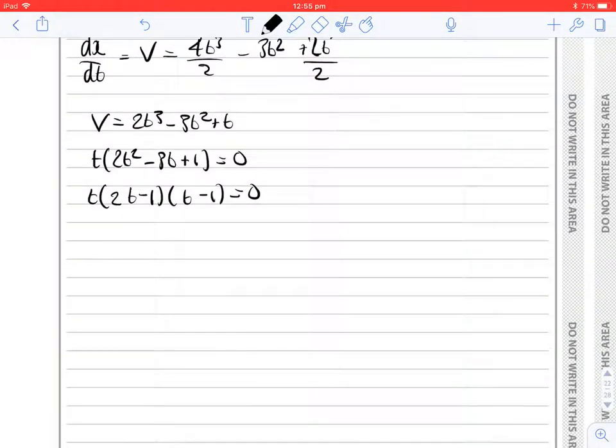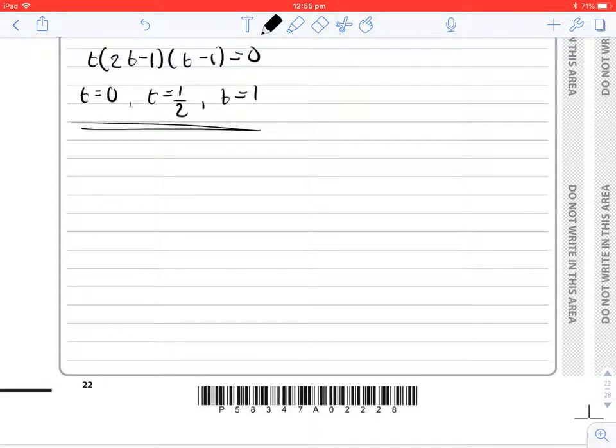So we have three values. One of t is equal to 0, one of t is equal to a half, and one of t is equal to 1 for the times at which it is instantaneously at rest. Now looking at part B, find the total distance travelled by P in the time interval between 0 and 2. So we know that we've got t equals 0, t equals a half, and t equals 1 where it's instantaneously at rest, and we also want to find where t is equal to 2.